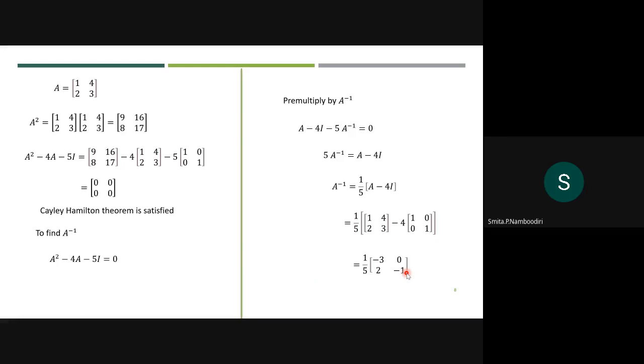Is it okay? One minus four, which is minus three. 4 minus 4, 0. 2 minus 0, that is 2. 3 minus 4, which is minus 1. Correct. ठीक है? So we have got A inverse. तो second part हो गया. पहले हमने prove किया, verify Cayley Hamilton theorem.